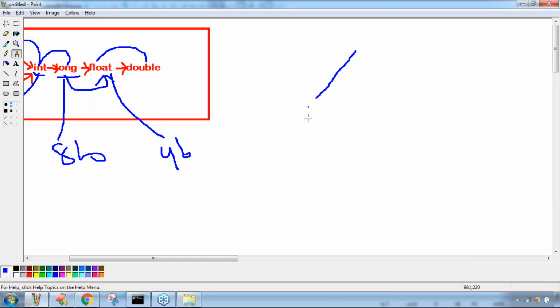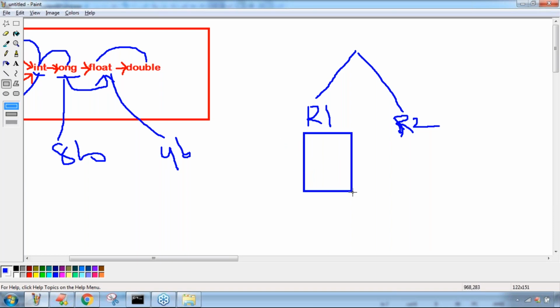Assume that there are two classrooms, room 1 and room 2. Best example to understand. In room 1, assume there are 50 chairs available. But in the second room, 100 chairs are there.